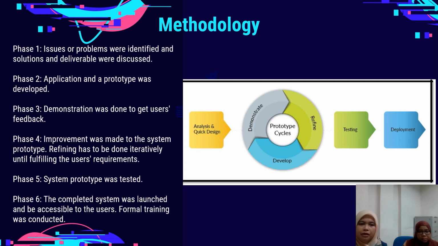In phase 4, improvements were made to the system prototype based on the feedback given in phase 3. Then the refining has to be done iteratively until fulfilling the users' requirements. In phase 5, the system prototype was tested. And lastly, in phase 6, the completed system was launched and made accessible to the users, and formal training was conducted for all the users involved.